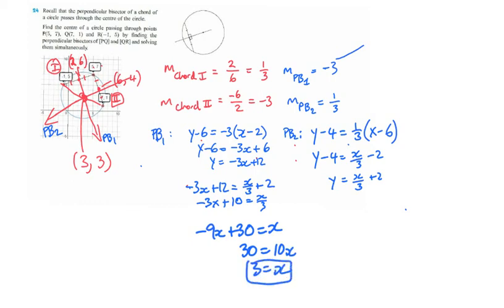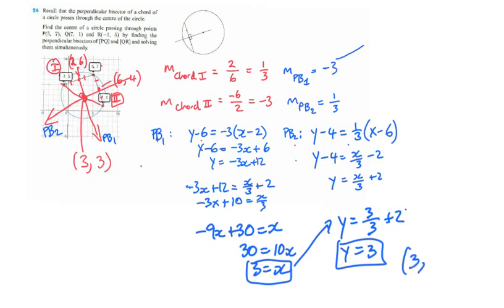Substituting that into either equation, let's use the one that's already set up over there. Y is going to be 3 over 3 plus 2. Y equals 3. So we found the coordinates, and lo and behold, they match what we expected when we noticed that those two chords were at right angles, and we could just find the midpoint to get the answer.